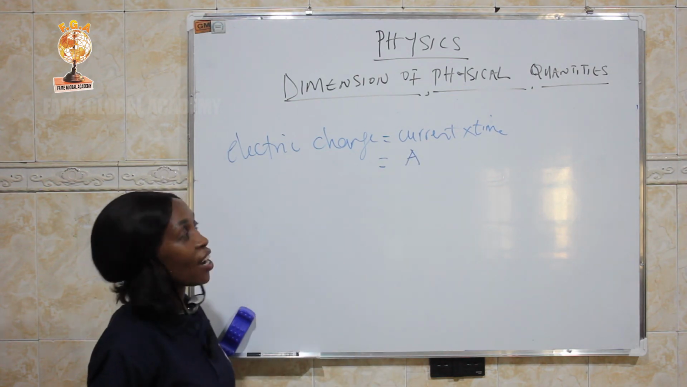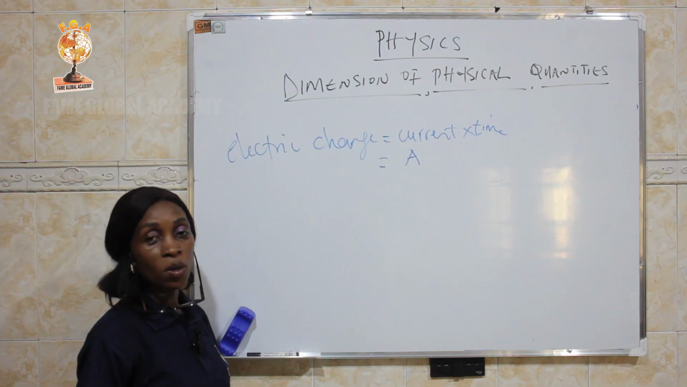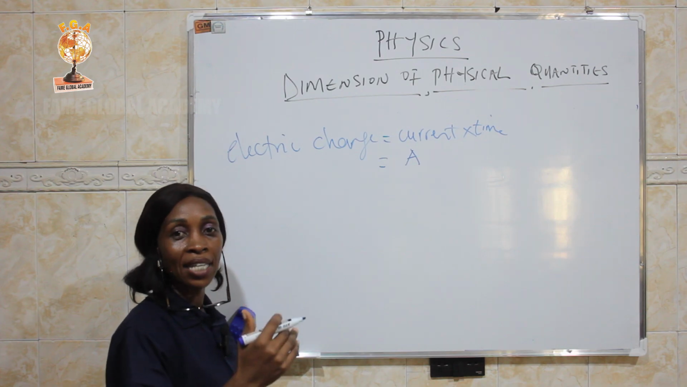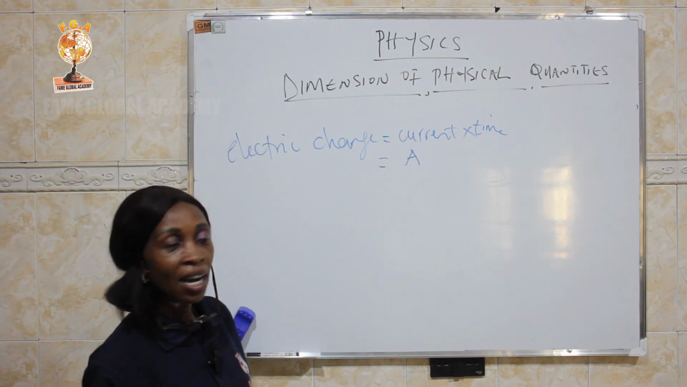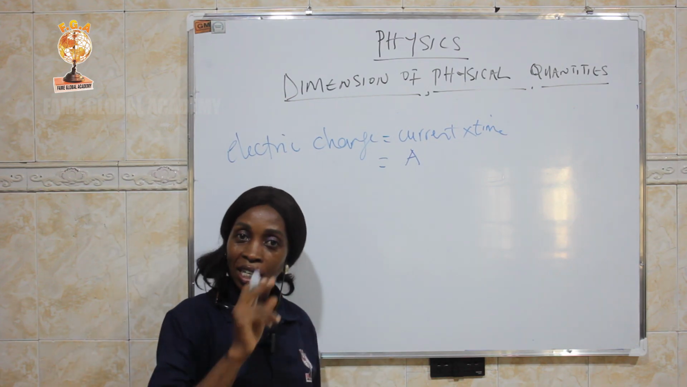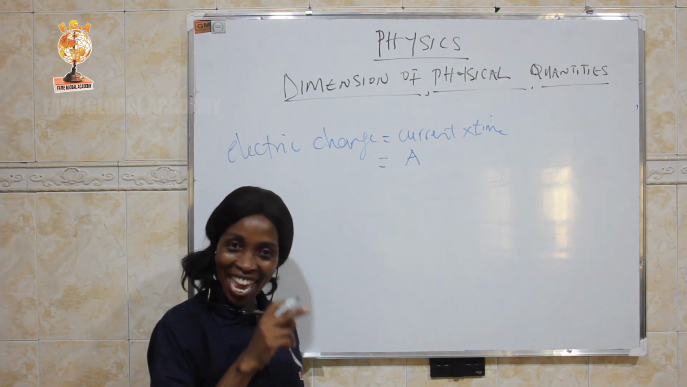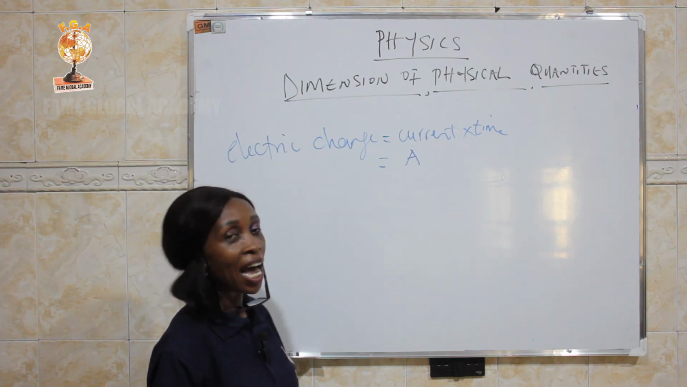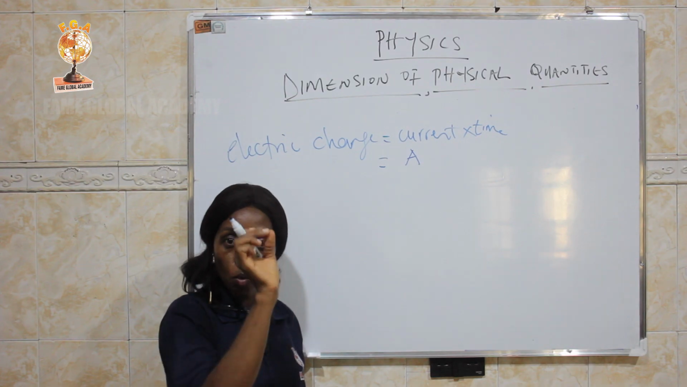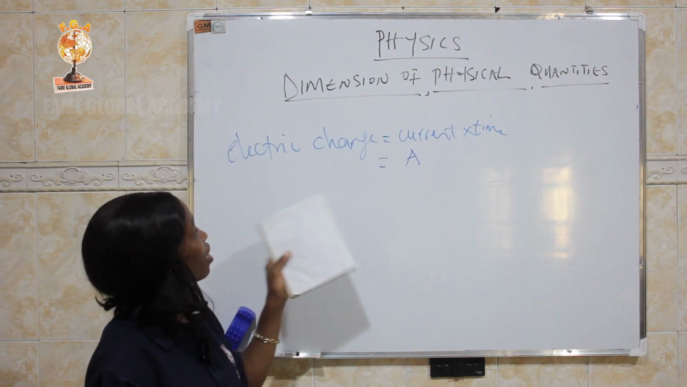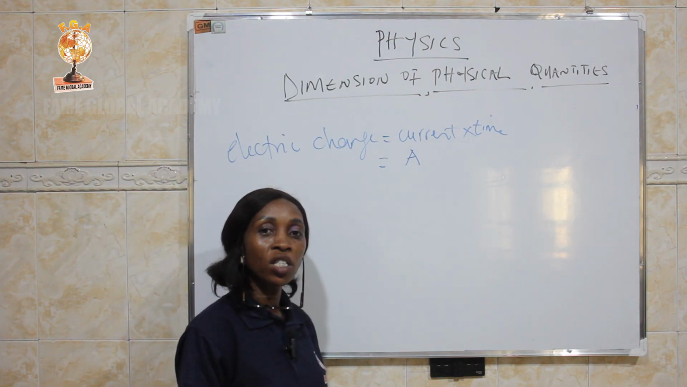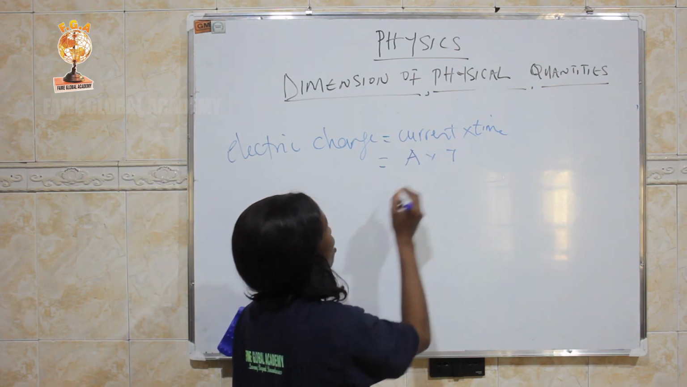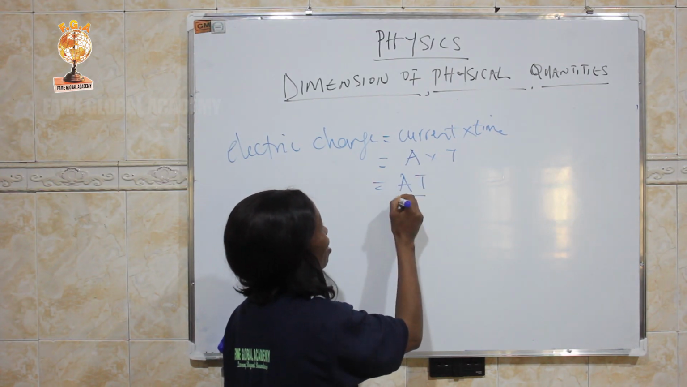Remember, I said current is measured in ampere. And when we started this topic, I gave you some of the dimensions that are permanent: mass is M, length is L, time is capital T, electric current is A, temperature is K, and luminous intensity is double L. Now, this electric charge is current multiplying time, and the dimension for current is A, and time is T. So it becomes AT.